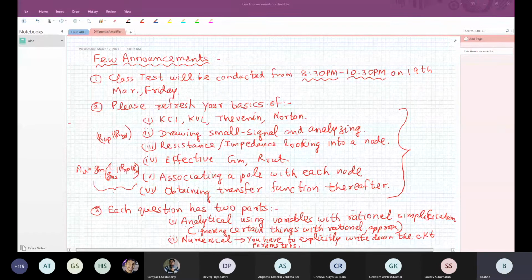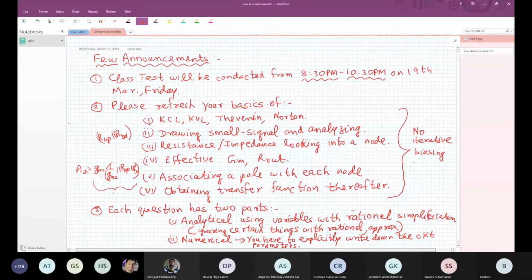Okay, again, I'm stating it explicitly: no iterative biasing technique. Okay, so this is the thing.